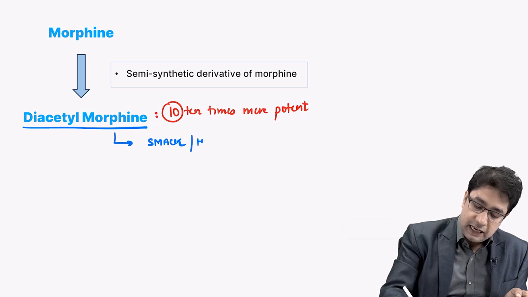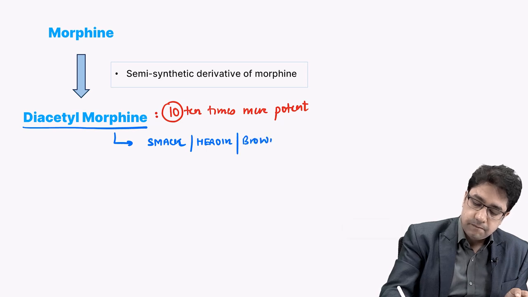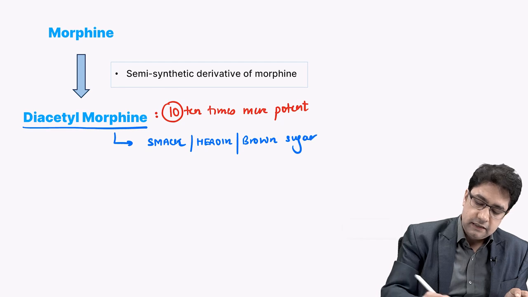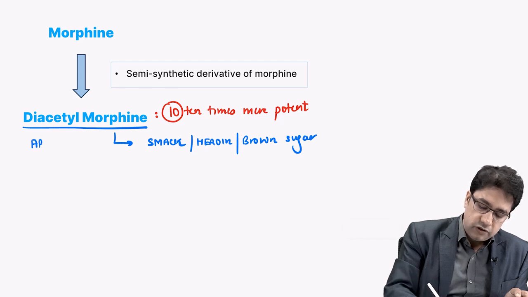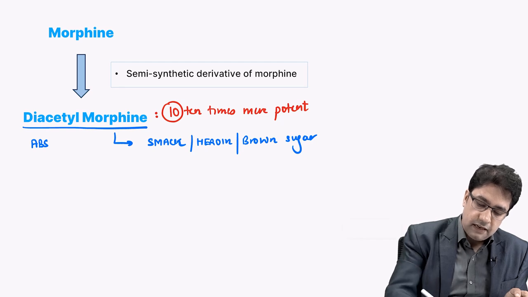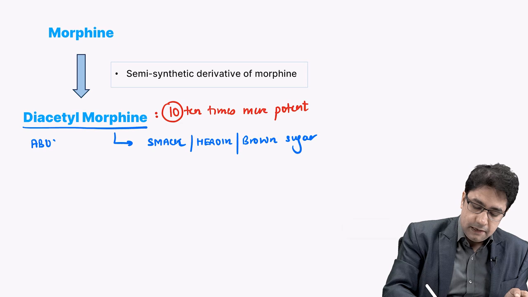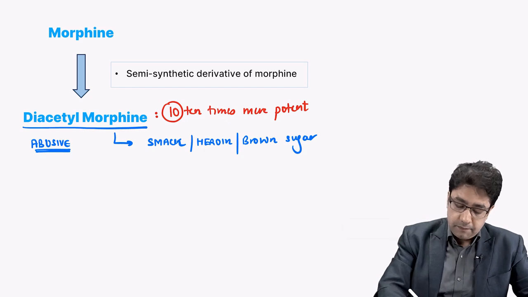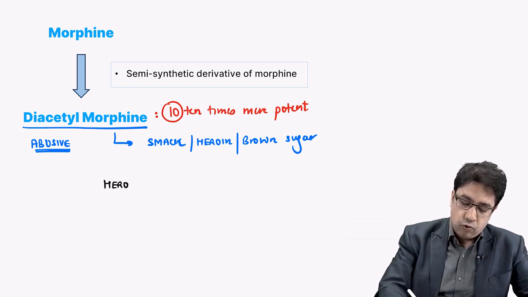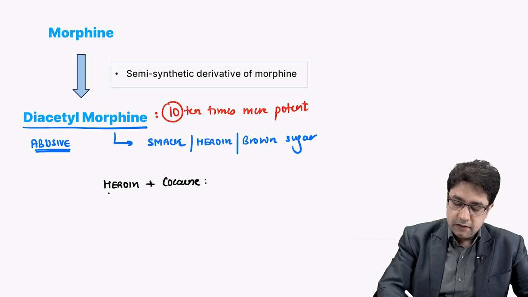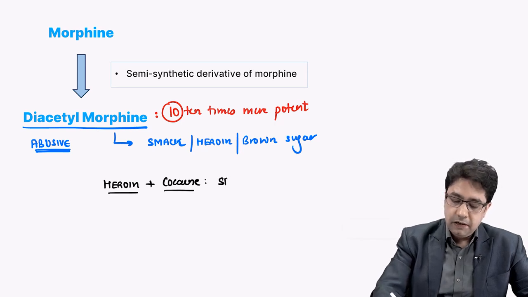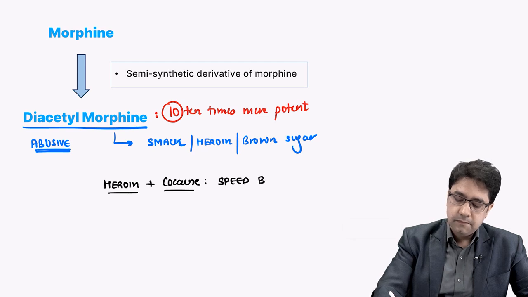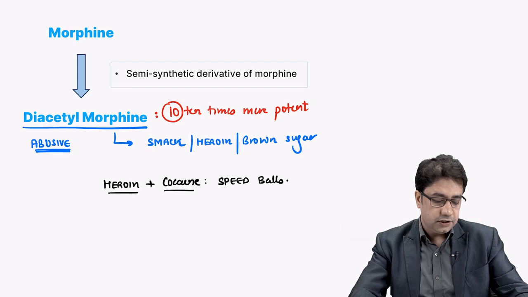It is also known as heroin. It is also known as brown sugar. So this drug is an addictive drug, it is an abusive drug. Smugglers supply this diacetyl morphine. Now when this diacetyl morphine or heroin is mixed with cocaine, cocaine is also a smuggled drug. Smugglers give this abusive drug combination, which is known as speedballs.